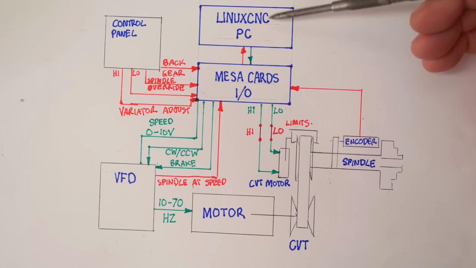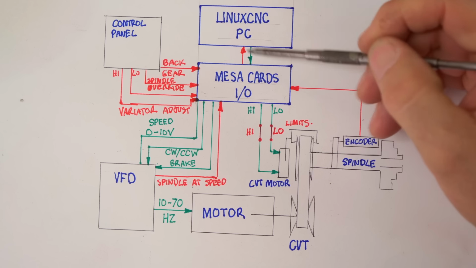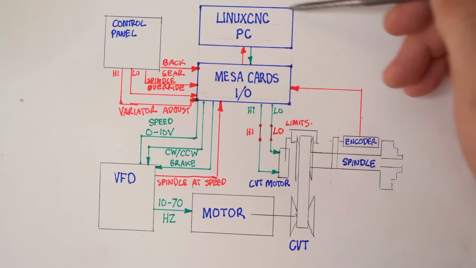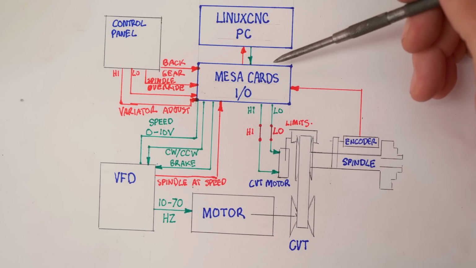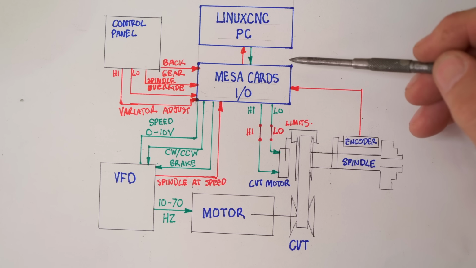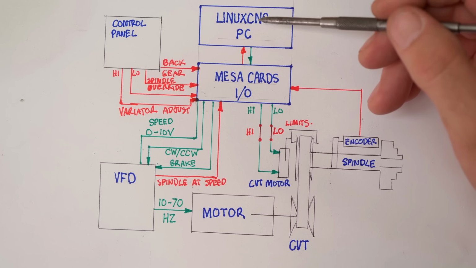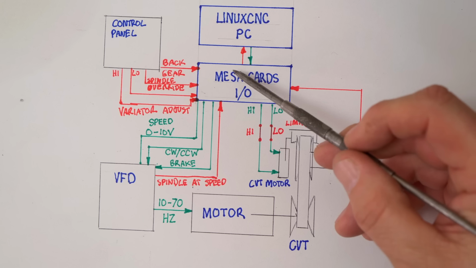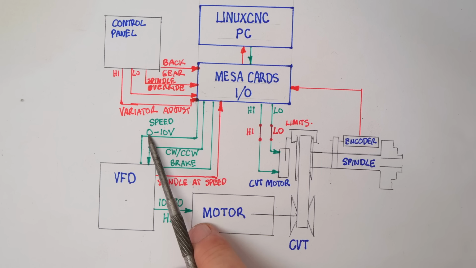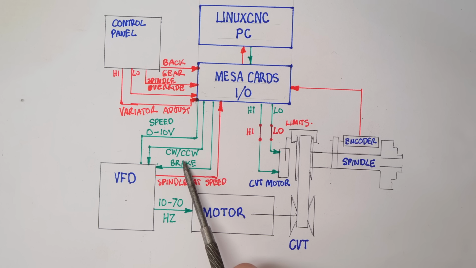So the brains of the whole thing is just a normal PC running LinuxCNC. It has a bunch of Mesa cards that do I/O control. None of this wiring I've had to adjust. I've had all of this done so far, but I just haven't had any logic to control it all. So what I've been doing so far is simply running the VFD open loop. I'm giving it a 0 to 10 volt speed control, left, right, brake.